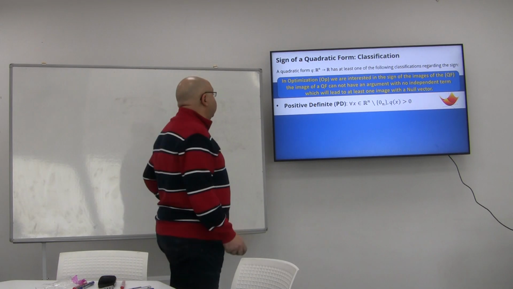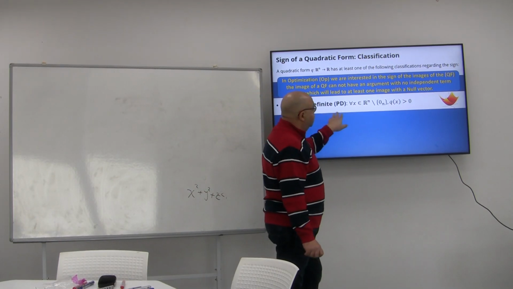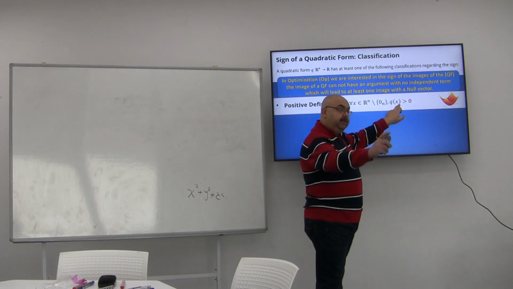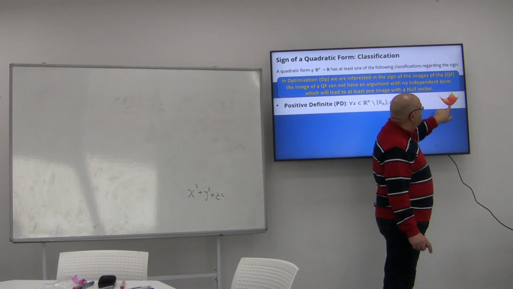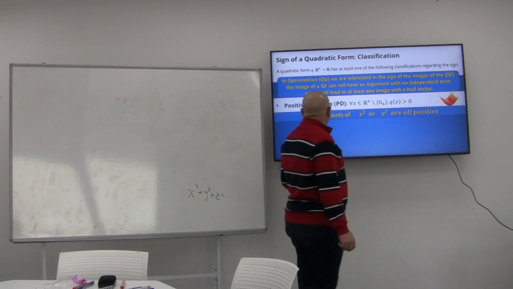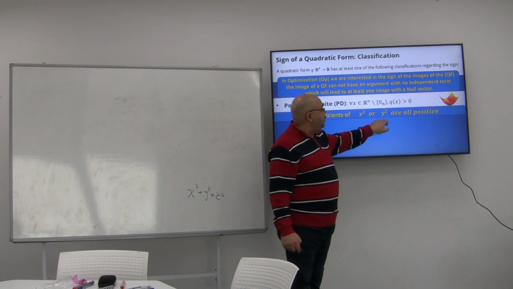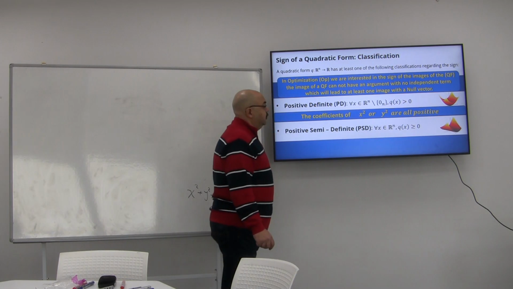So if you have a polynomial and all the coefficients of q of x are greater than 0, remark, this is going to be the shape that we are talking about. So it's going to be a positive definite function. Okay, so the coefficients of x squared, y squared are all positive. In this manner, we will have a positive definite function.